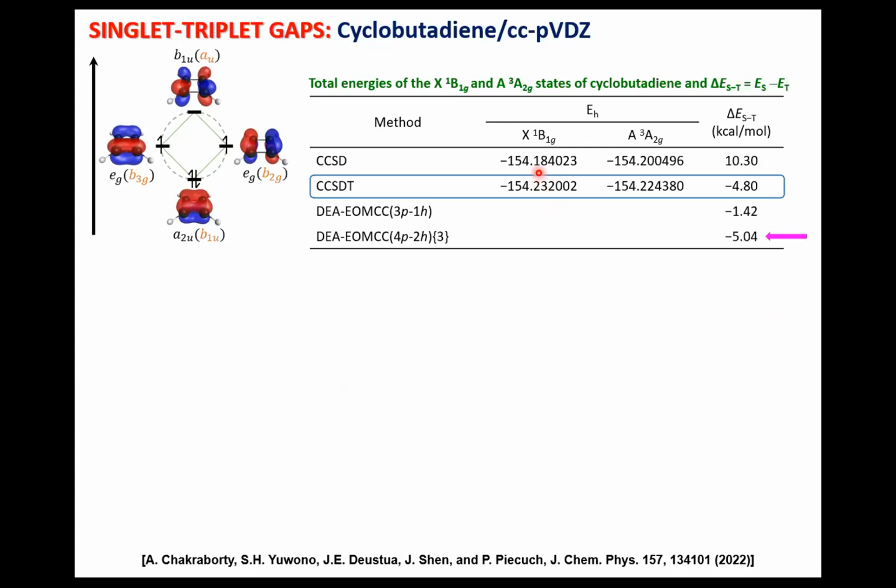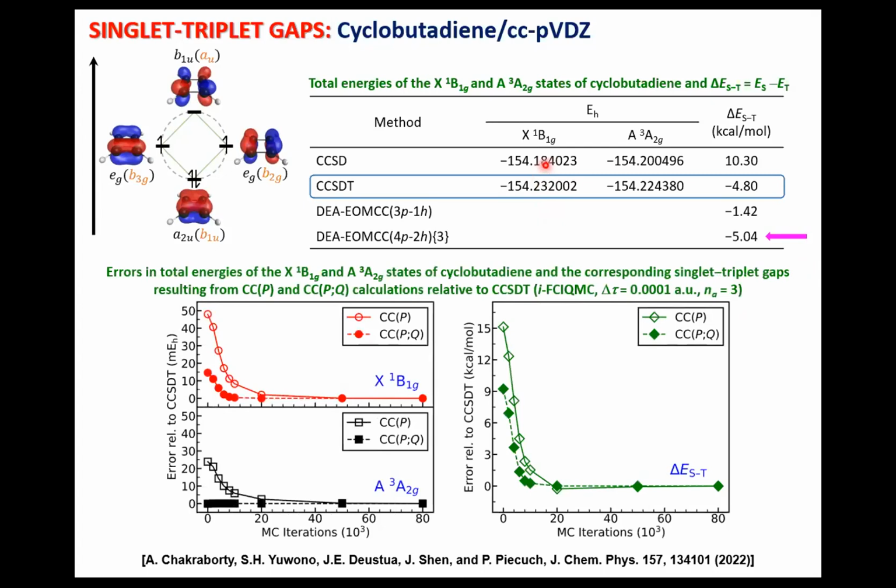And again, if you look at these dark points, the convergence is again very fast, both for the singlet-triplet gap and for the individual states. So this is not some cancellation of errors situation. We are really converging the states as we should toward, in this case, the CCSDT limit.